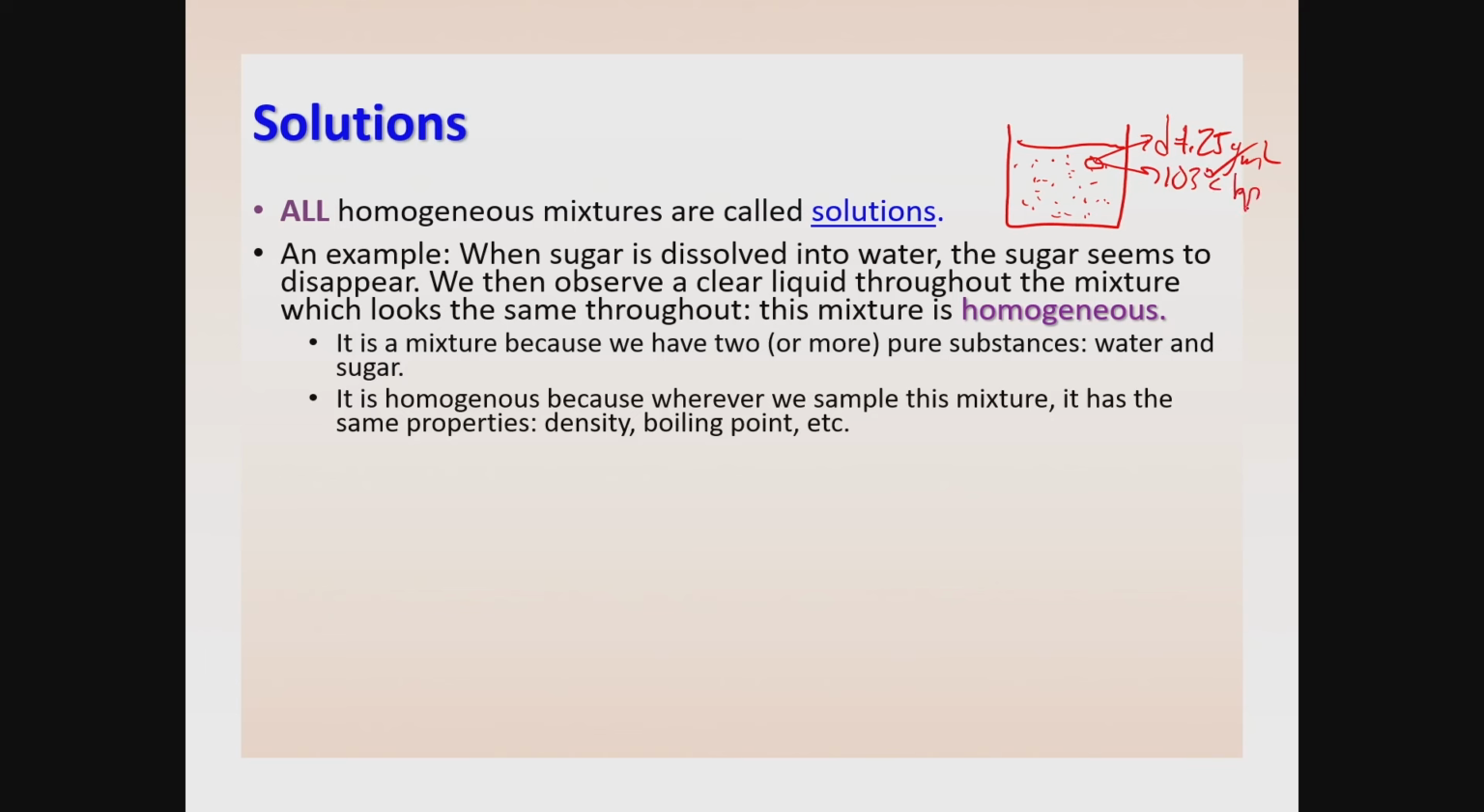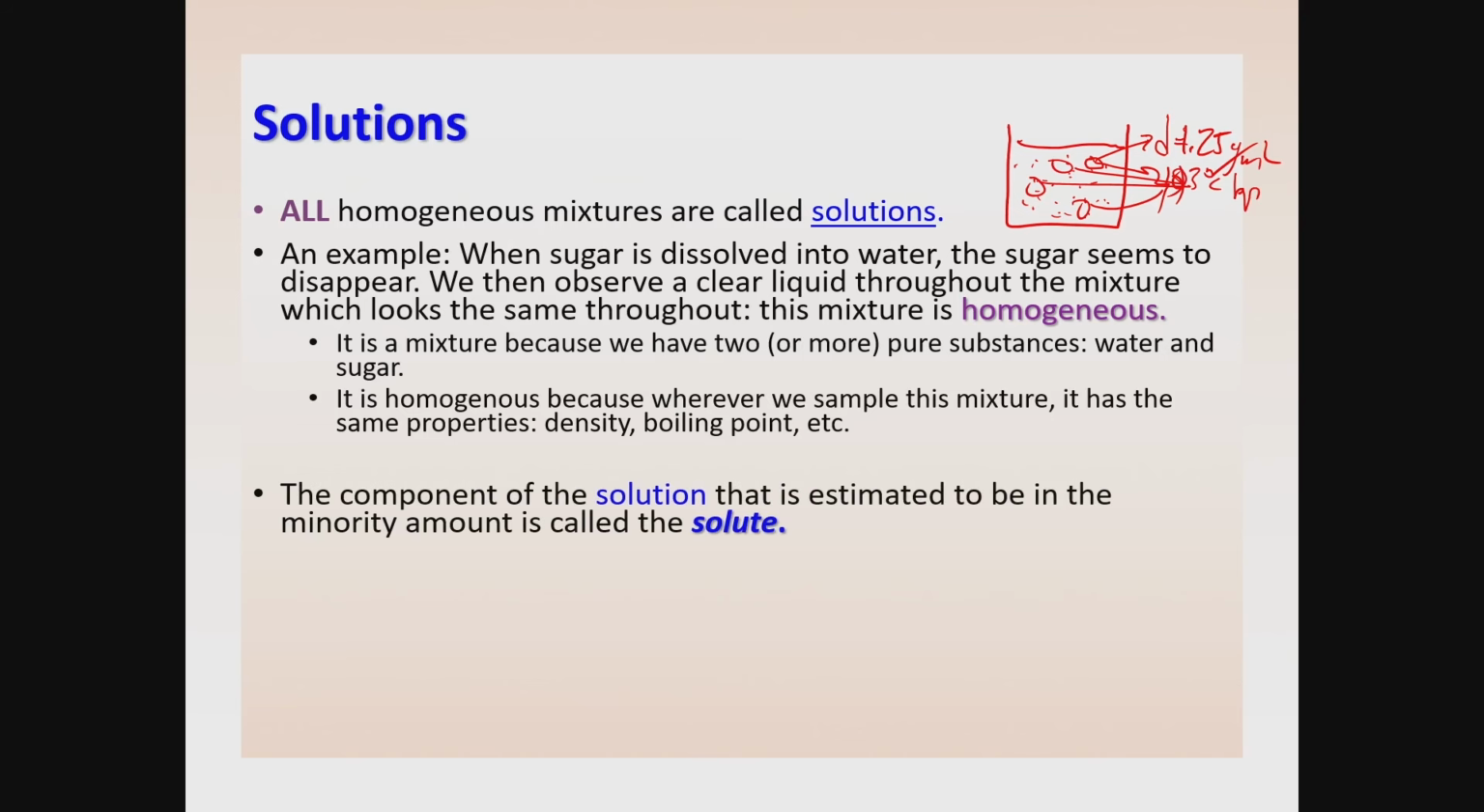So the thing is, it doesn't matter where you take the sample. You can take it there, or from there, or from there. Wherever you take the sample of sugar water, it will have exactly the same properties. And if that's the case, that is what makes it homogeneous.